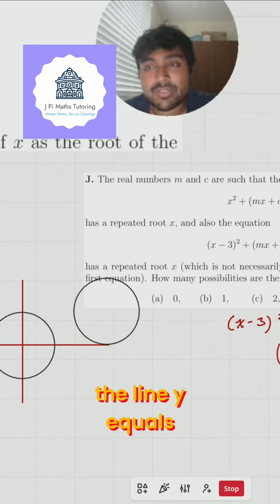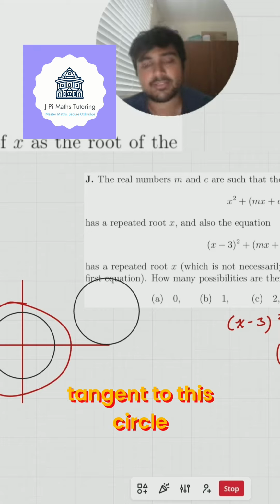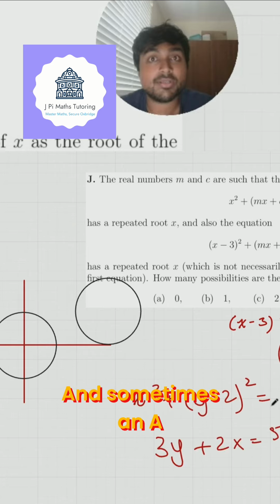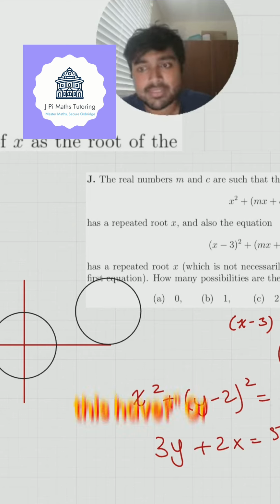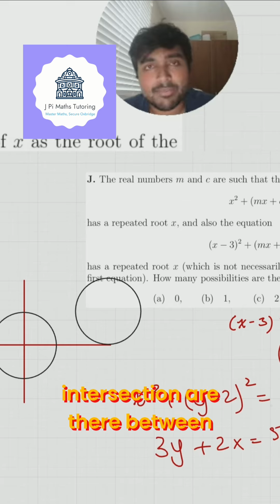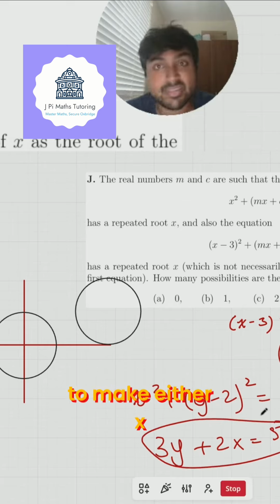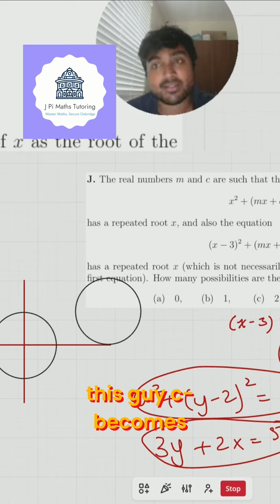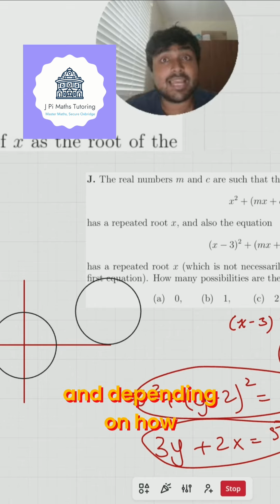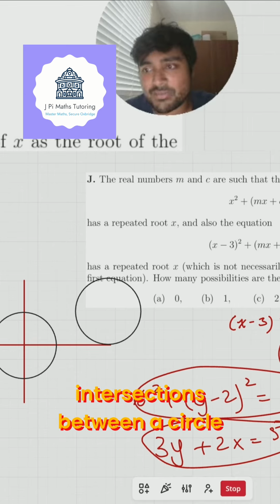The line y equals mx plus c is going to be a tangent to this circle. And sometimes an A-level question might say something like, how many solutions does this have? Or how many points of intersection are there between the circle and the line? And the way you do that is you rearrange this equation to make either x or y the subject. You sub it into this one. This one becomes a quadratic. And depending on how many solutions that quadratic has, that's going to tell you the number of intersections between a circle and the line.